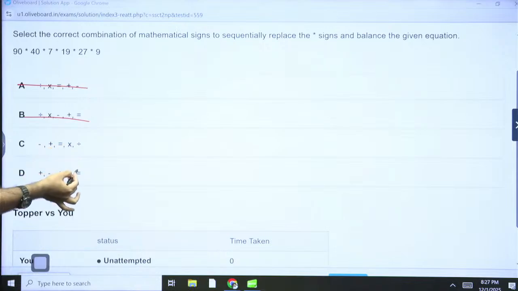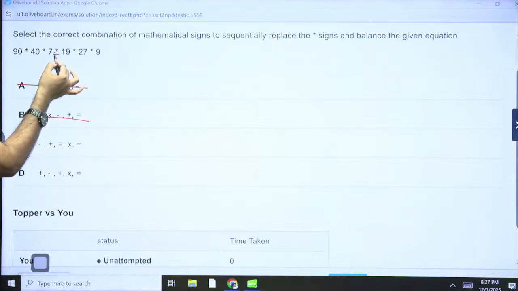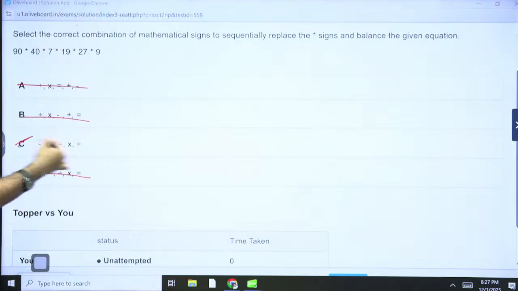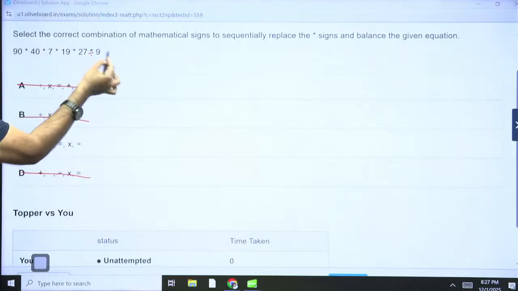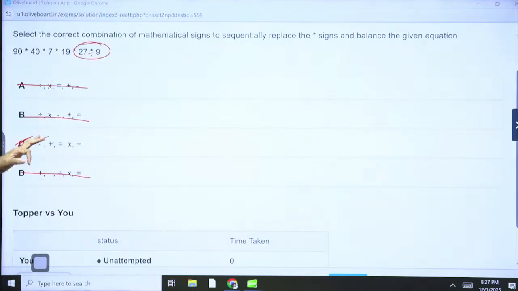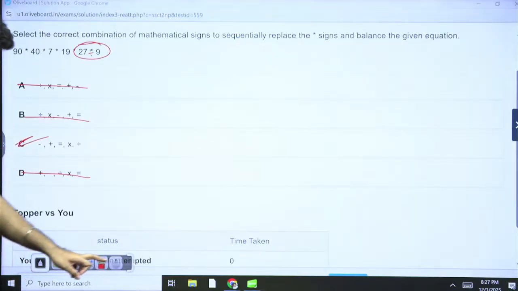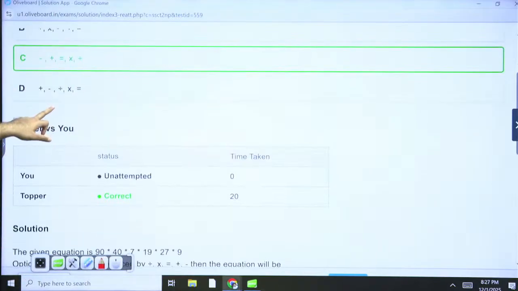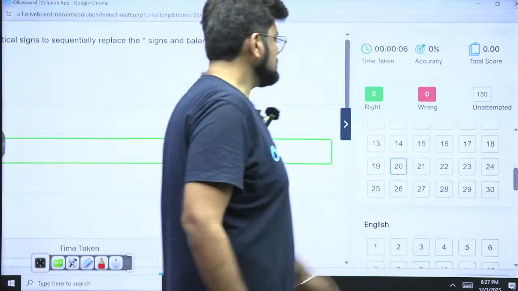Division here and here. 1, 2, 3. 1, 2, 3. 7 divided by 19 into 27. Useless again. So gone. This is the only option which is left. 27 divided by 9. It is divisible also. It's going to give you an integral value. Option C is the correct answer. Okay. 20 seconds. Next.